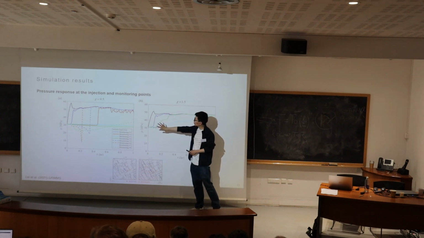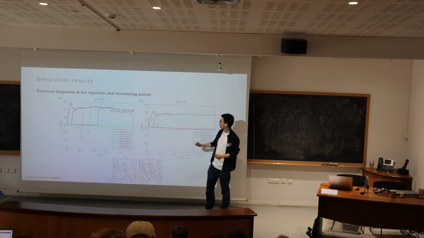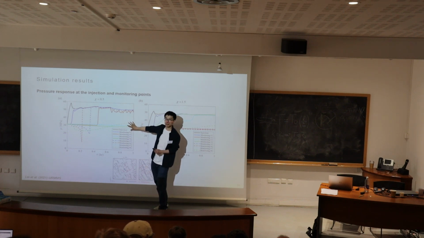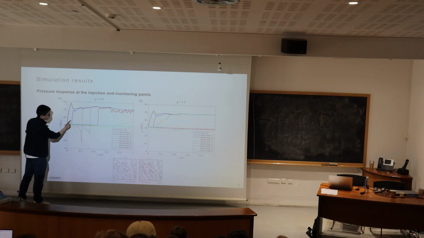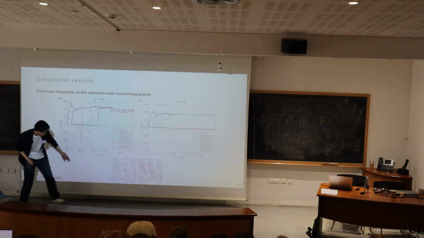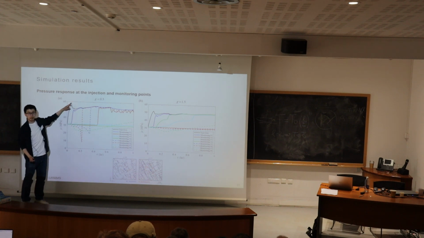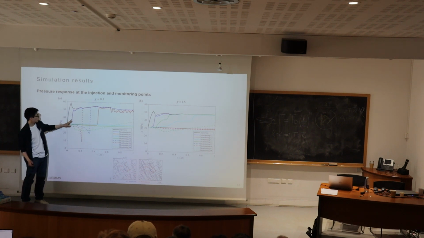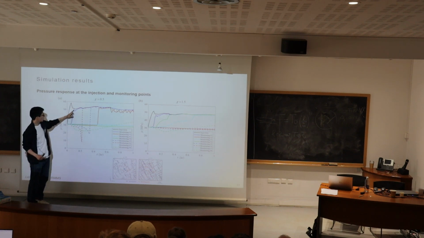Here, I monitor the pressure response at the injection and monitoring points. So this is for the poorly connected system. We can see these solid lines, they are placed on the fractures. Right? So we see the pressure quickly builds up at the injection point and then starts to decline. It's because it will reactivate some of the fractures to shear, and then the pressure starts to spread.